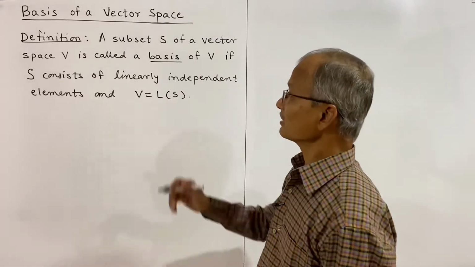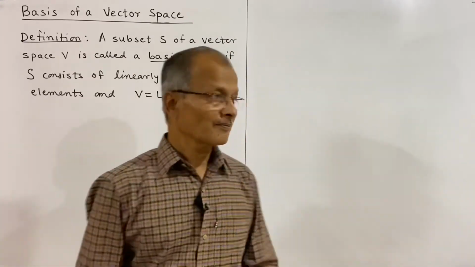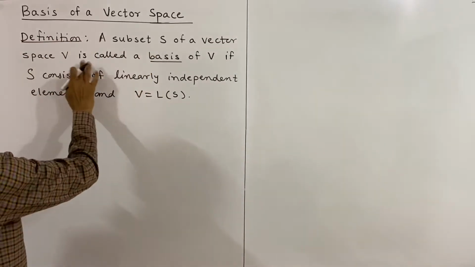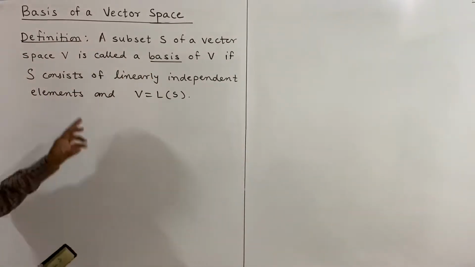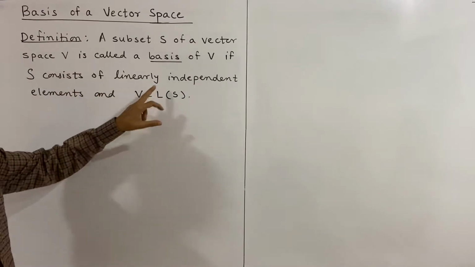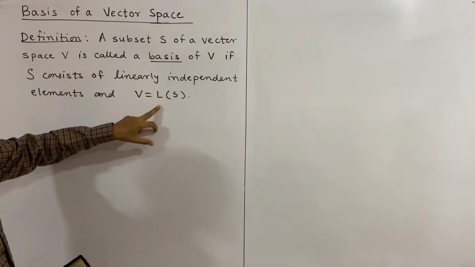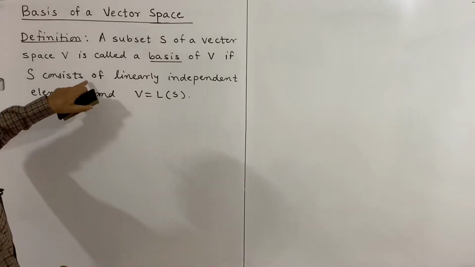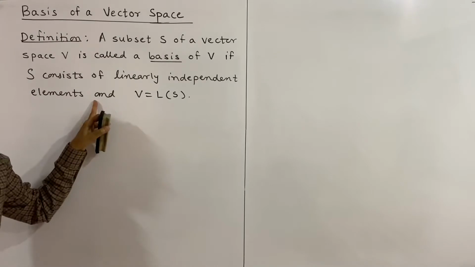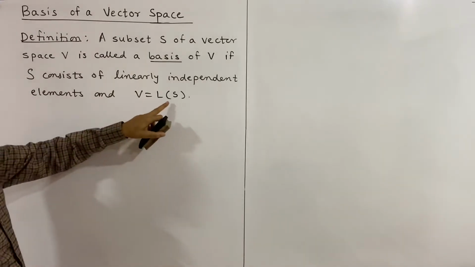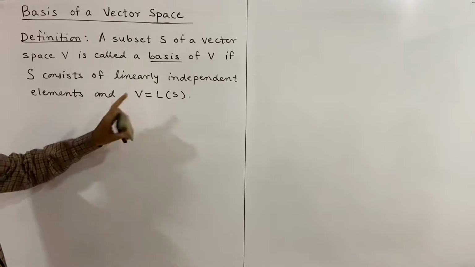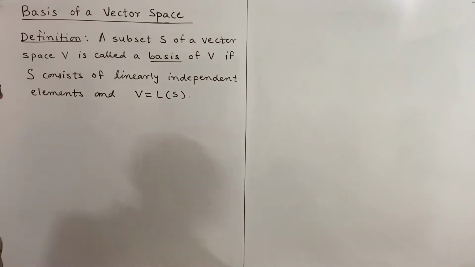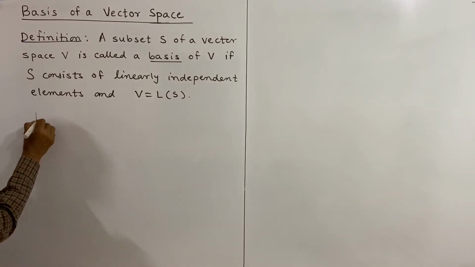I have written the definition. A subset S of a vector space V is called a basis of V if S consists of linearly independent elements and V is equal to L of S. Means there are two conditions for basis of a vector space. First, the basis consists of linearly independent vectors, and the second is the linear span of the basis set must be equal to V. So V must be equal to linear span of S. That is the second condition. We shall consider an example for this.